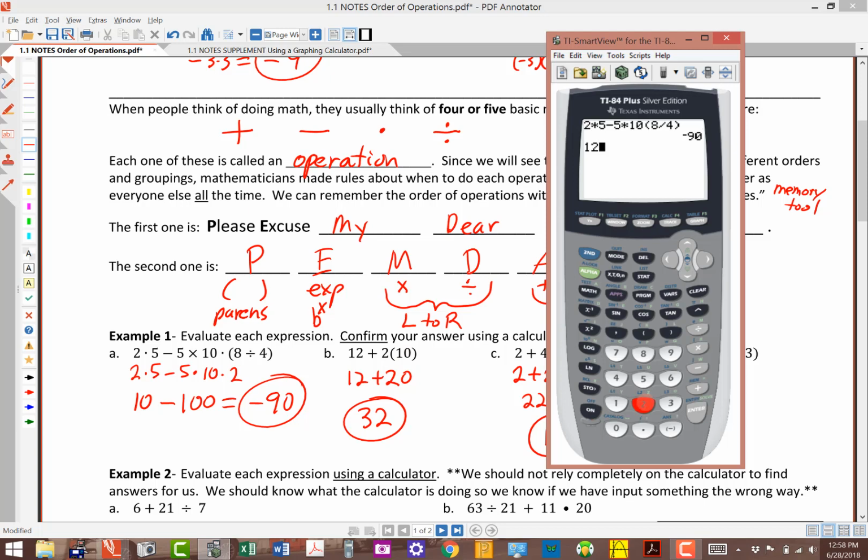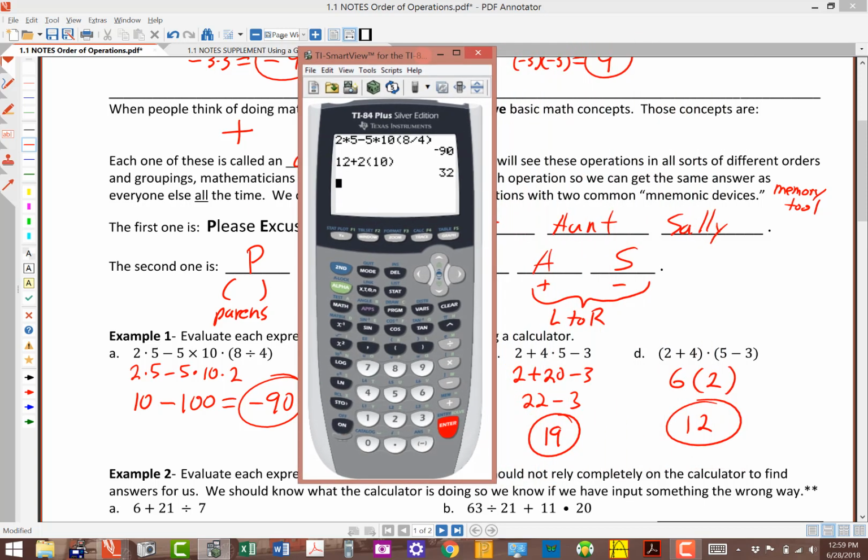So the next one we're going to do 12 plus, then we're going to do 2, and then we're going to do times. You could do the parentheses if you want. In fact, I'll go ahead and do that. 10. Just to show that it knows the implied multiplication like we did up before. Okay, there's our 32. I'm going to slide this over. And we'll take a look at this next one. So 2 plus 4 times 5 minus 3. And we get our 19.